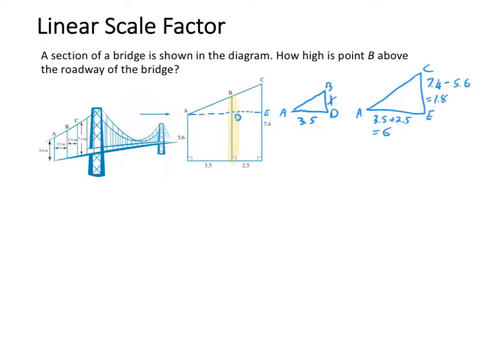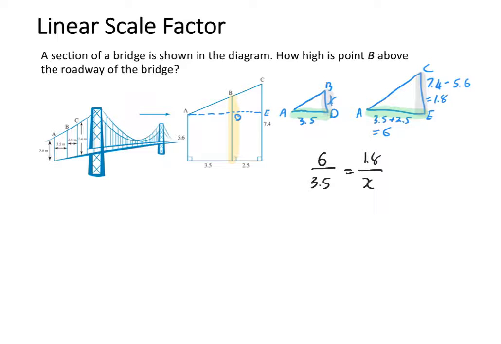So I've got a smaller triangle with a base of 3.5 and an unknown height, and a larger triangle with a base of 6 and a height of 1.8. I can now use scale factor to help me calculate the value of X. So identifying the corresponding sides, 3.5 and 6 are corresponding, while X and 1.8 are corresponding. So I can write each of those corresponding sides as a fraction. So 6 over 3.5 is equal to 1.8 over X.